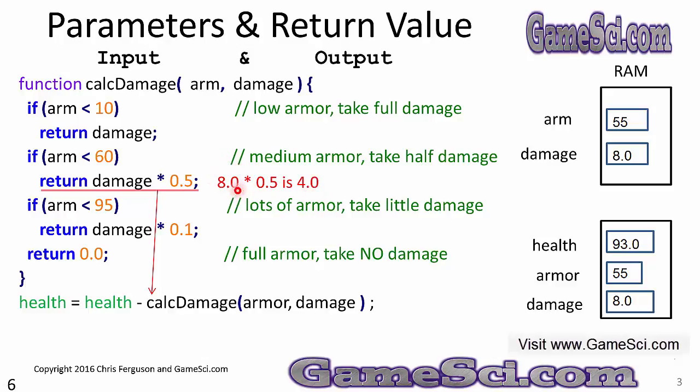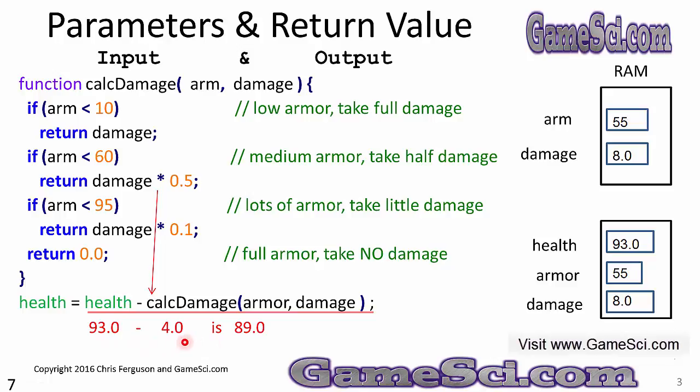So if the original estimate was it should be 8 amount of damage, we're going to cut that in half by multiplying it by 0.5. The result, 4.0, is what we return to the user to say, this is how much damage I want you to take. With a return of 4.0, we're going to use that in the health calculation.